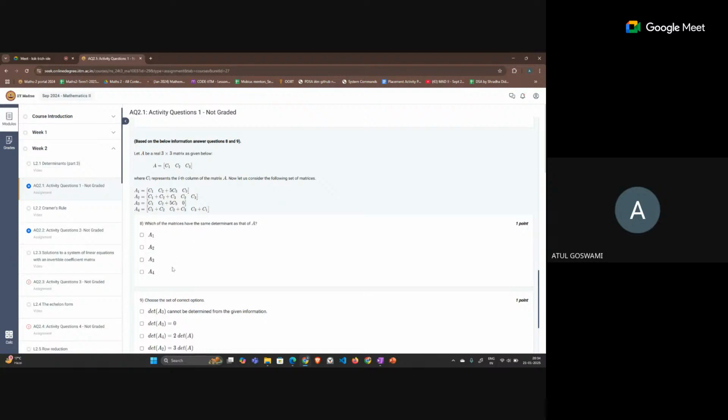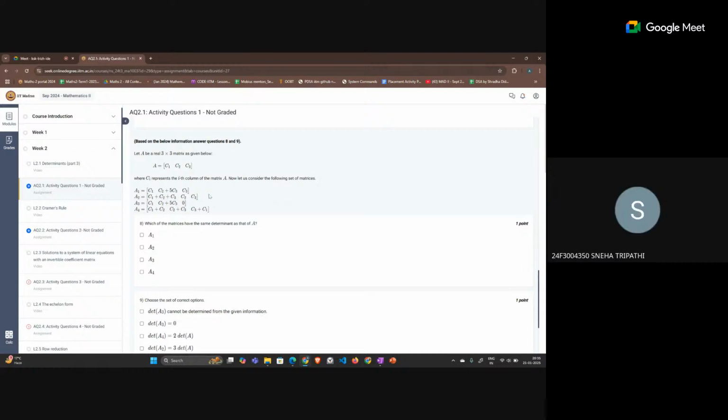I think in a previous session I told you that we can apply some column operations on a matrix while finding the determinant. In some cases, the determinant remains unchanged. There are three properties I told you. Which property actually says that the determinant will be unchanged?